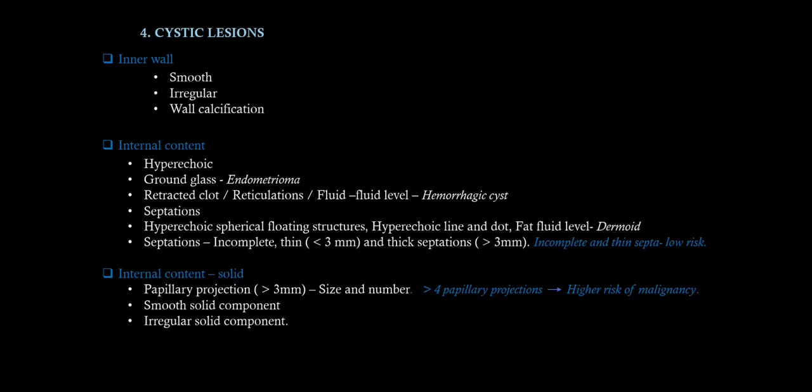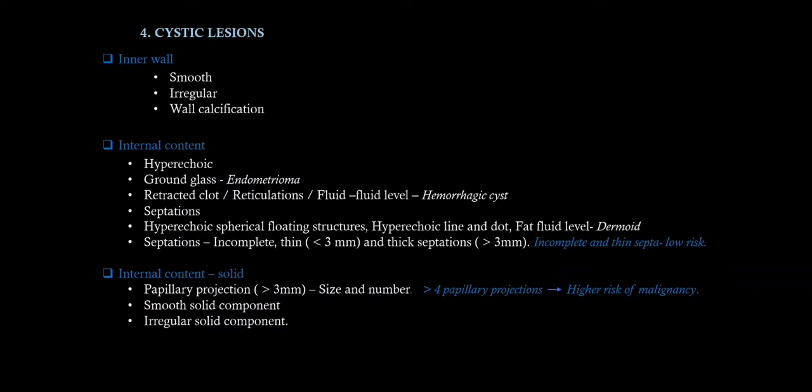The cystic lesions have to be described with respect to the inner wall and internal content, and when there is a solid area, it should be described separately. So the inner wall can be smooth, irregular or have a wall calcification. Irregular, we already said, means the irregularity should be less than 3 millimeters. Internal content can be hyperechoic, or it can have the classical ground glass description, which is described for endometrioma. Retracted clot, reticulations, and fluid levels are described for a hemorrhagic cyst.